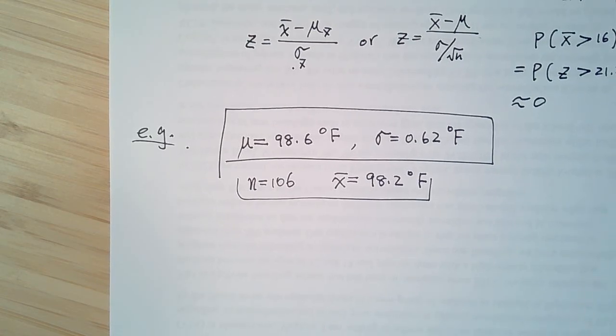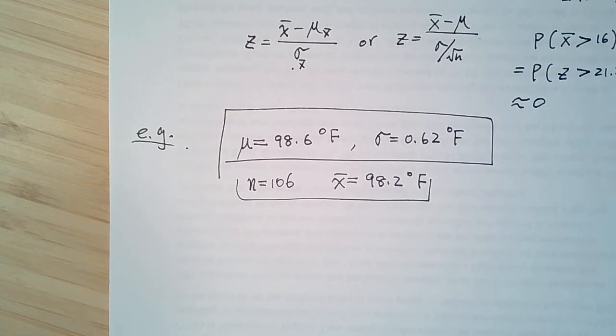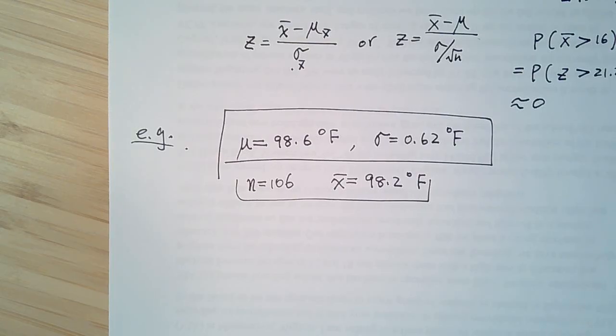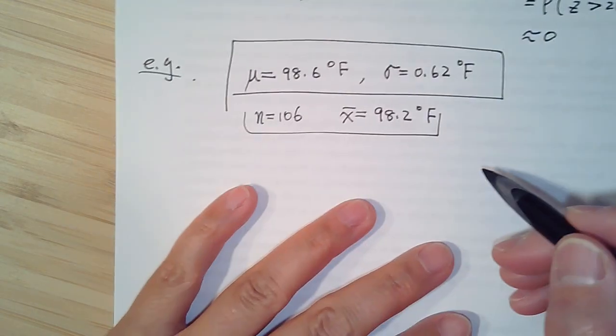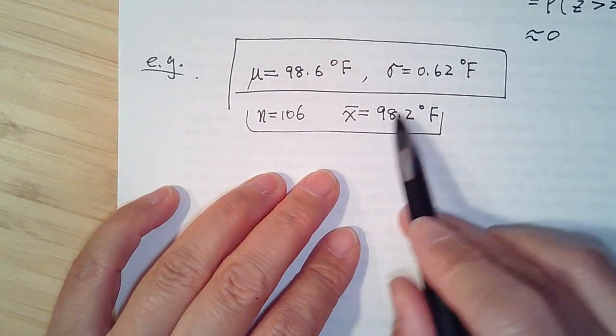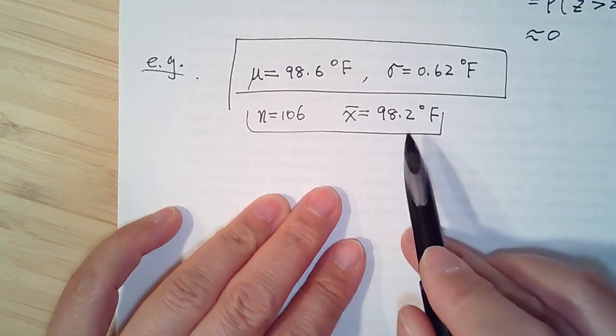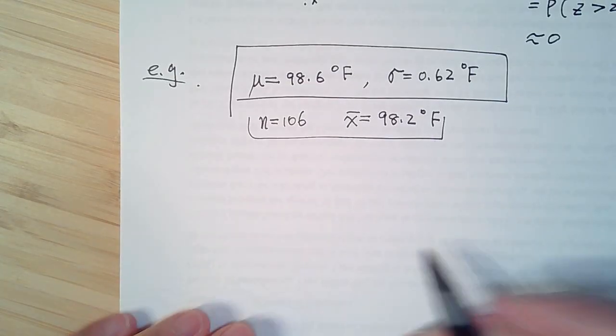You look at this 98.2, and you think it might be too low, right? If it's just one individual, the human body temperature is normally distributed with this mean and this standard deviation. Okay, let's do a little side work. What is the probability that you get one random person's body temperature of 98.2?